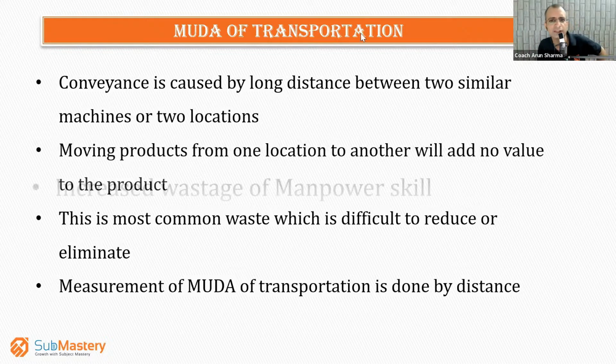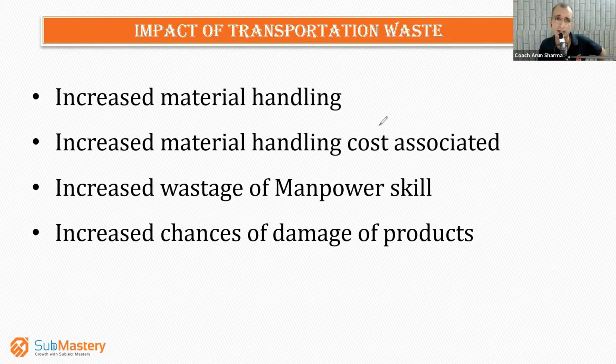So what is the impact of transportation waste? It will increase material handling. Material handling is not free. There is money involved in material handling, because some person will be involved, movement will be involved. Some cost will be involved in the movement. It could be an electricity operated vehicle, it could be a diesel operated vehicle. There is some cost involved. Increased material handling cost, increased waste of manpower, increased chance of damage of product.